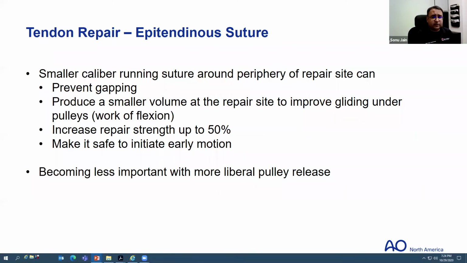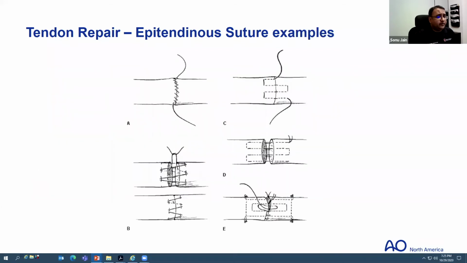You don't really just place it, even though it's an epitenon suture, you don't place it just in the epitenon. You actually go a little deeper than that. And then also it gives you more confidence for early motion. But as we are releasing more pulleys, this is not as important. I still do this even when I do vent or release the pulleys, just for added strength. So this kind of shows you different ways to do this. From my perspective, I just do a running and locking with a 6.0 Prolene or polypropylene suture for that.